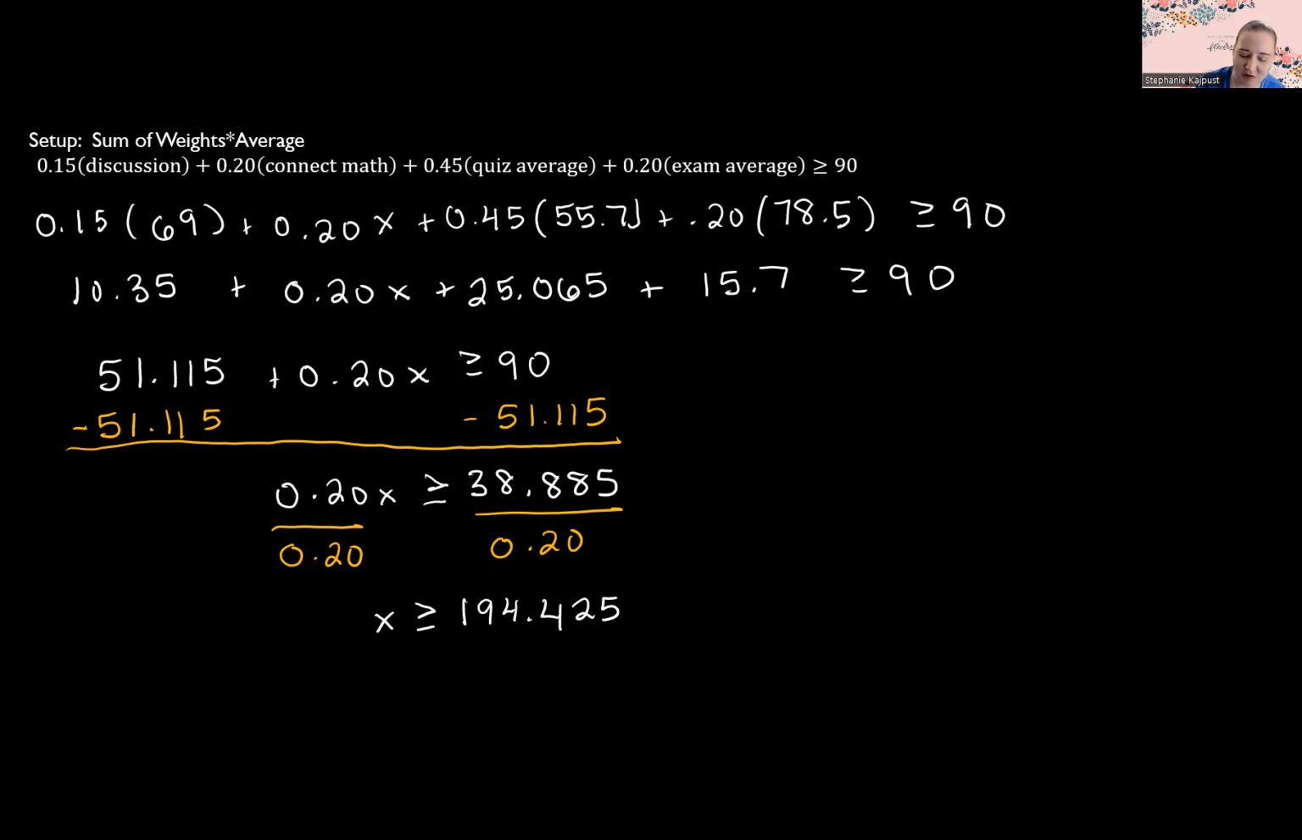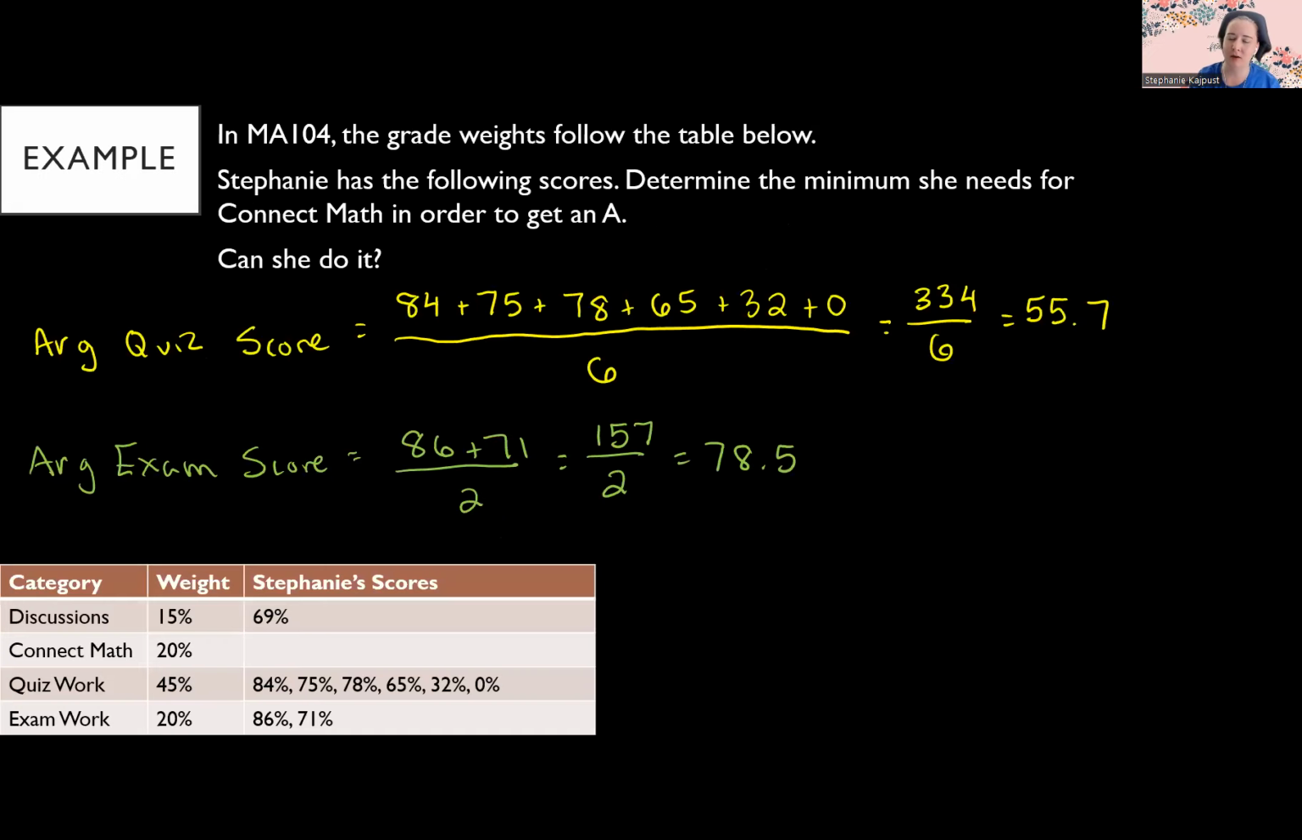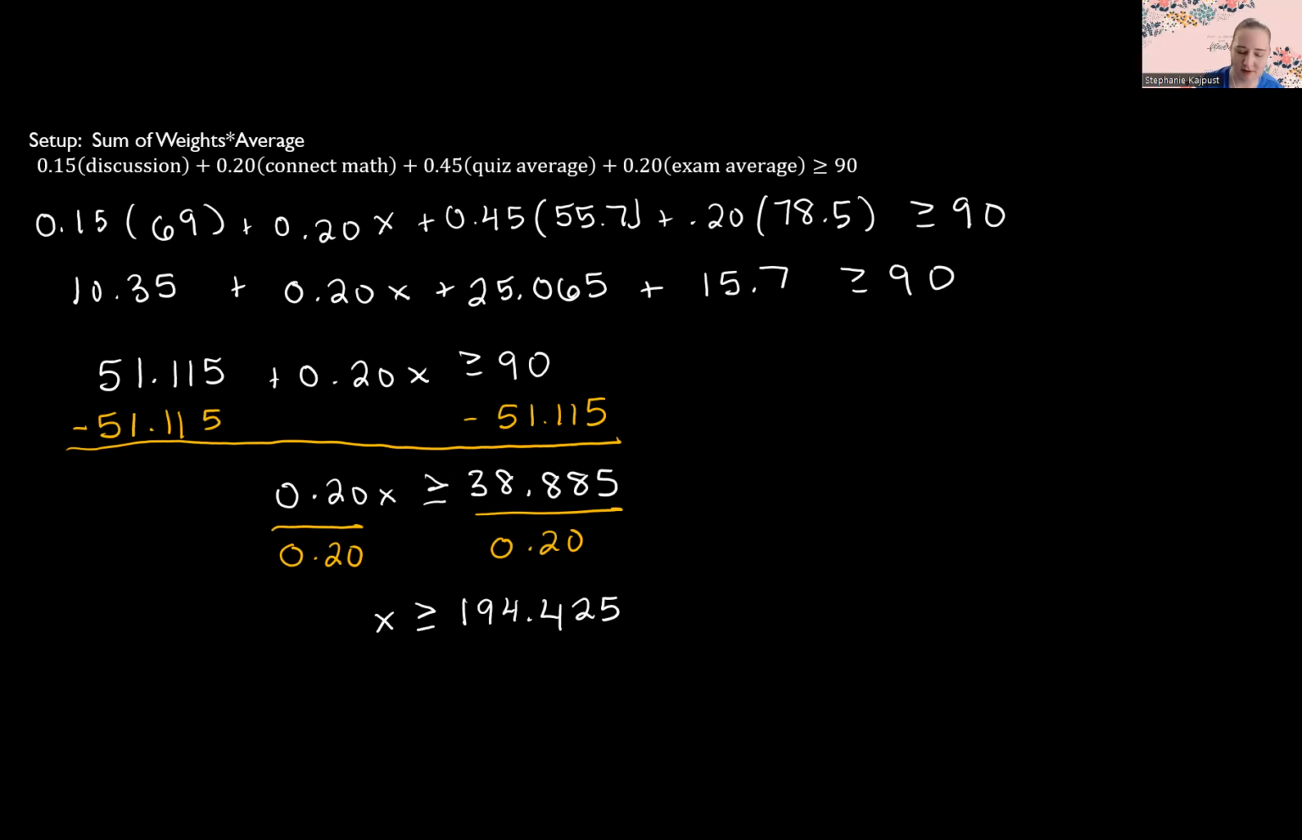So going back to the question, the minimum is the lowest possible score. So that's why we can be greater than or equal to. The minimum needed would be this 194. And the answer is no, it cannot be done. So the minimum Stephanie needs is 194%. This cannot be done.